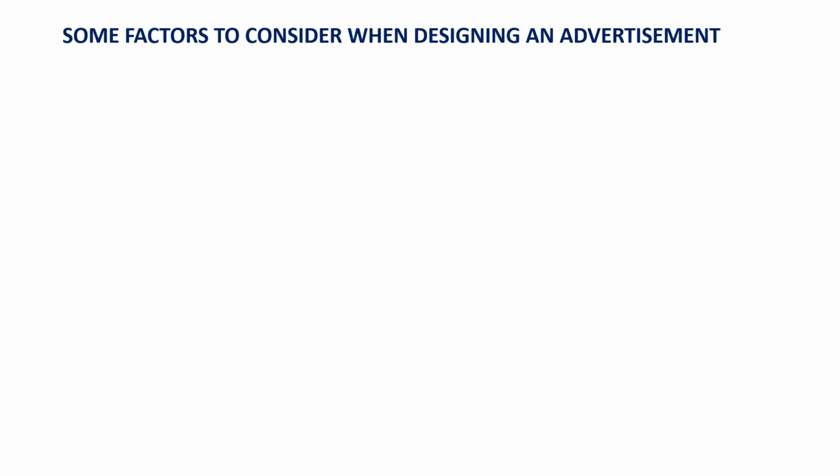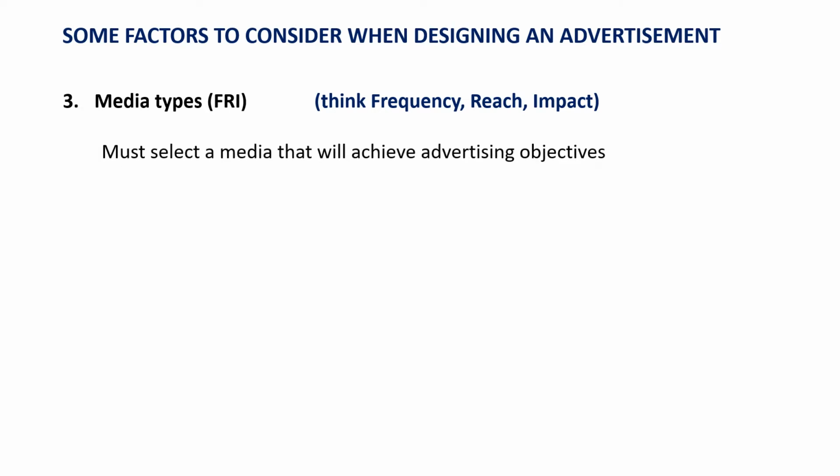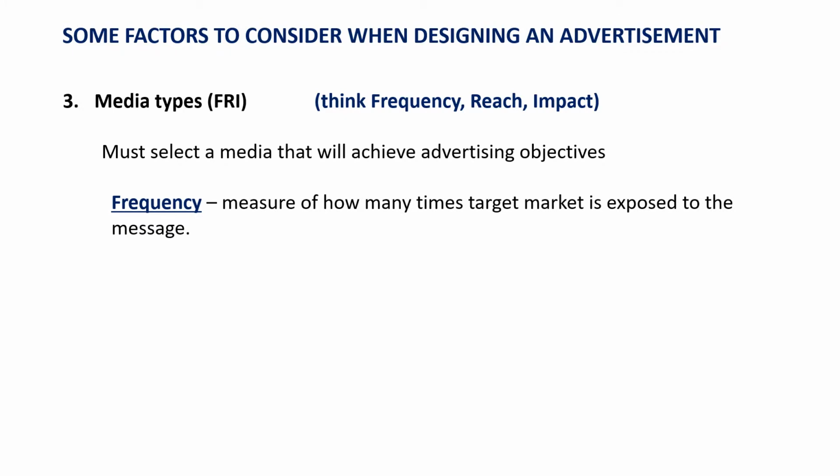The third factor which the retailers consider when designing an advertisement is media types, FRI, that is frequency, reach and impact. To select media, the advertiser must decide on the reach and frequency needed to achieve advertising objectives. The first is frequency. Frequency is the measure of how many times the average person in the target market is exposed to the message. For example, the advertiser might want an average exposure frequency of 3.